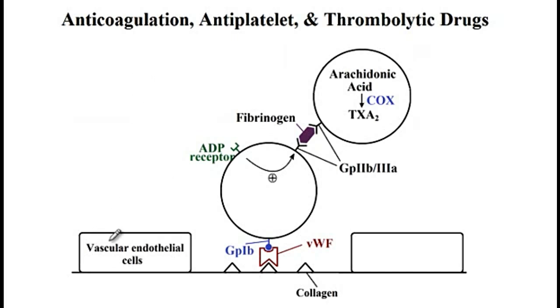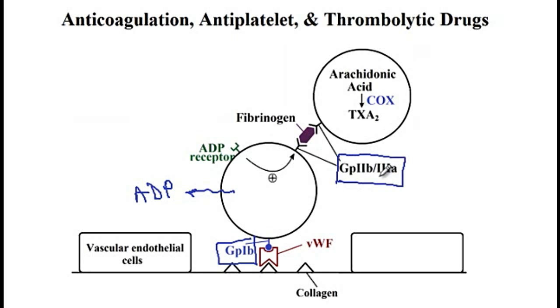So here, if we have the vascular endothelial cells, once there is a damage to the vessels, collagen would be exposed. And then von Willebrand factor binds to the collagen, and from there on, the GP1B receptor of the platelet will bind to the von Willebrand factor. From there on, there would be release of the granules, which will contain the ADP. ADP acts on the ADP receptor that causes conformational changes, as a consequence of which another receptor called GP2B3A would be exposed to the cell surface.